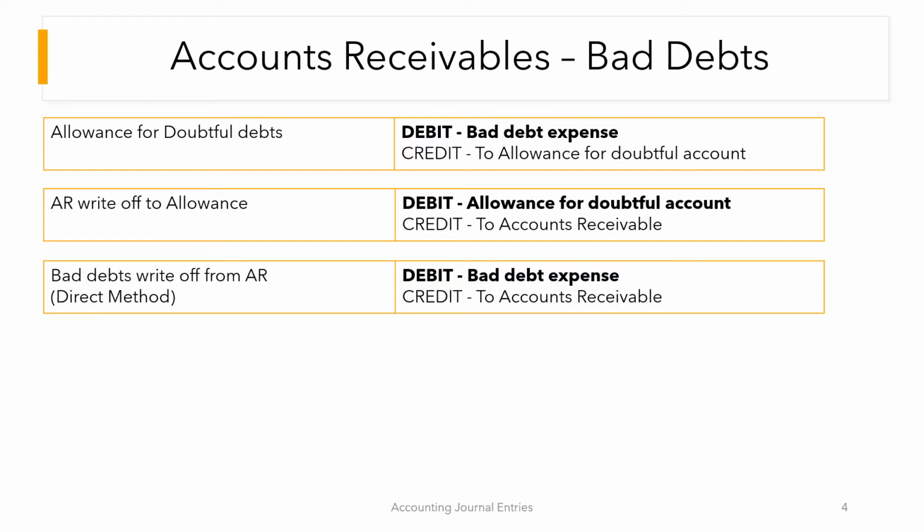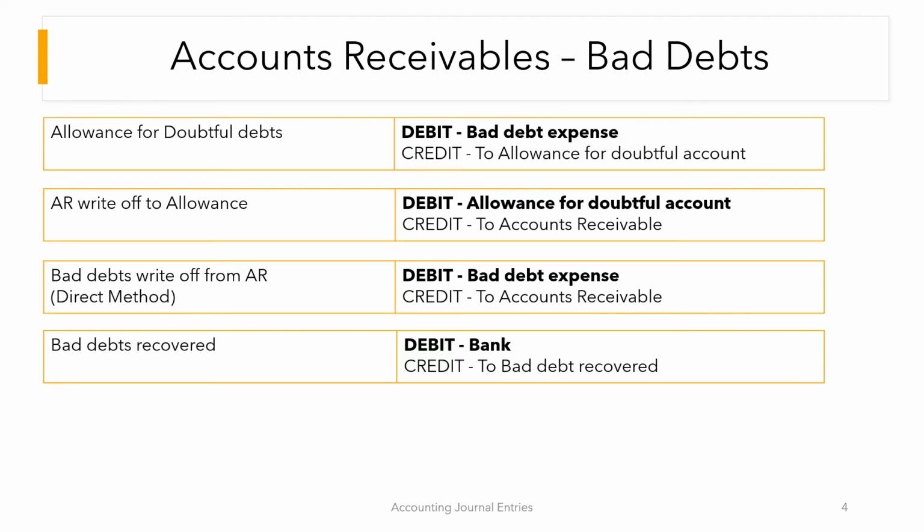So if it is a bad debts write-off from AR directly, without the allowance for doubtful accounts or without provisions, then the debit has to be to bad debts expense and credit has to be to accounts receivable. And any bad debt expense, if it is recovered, the entry would be debit bank and credit to bad debts recovered.